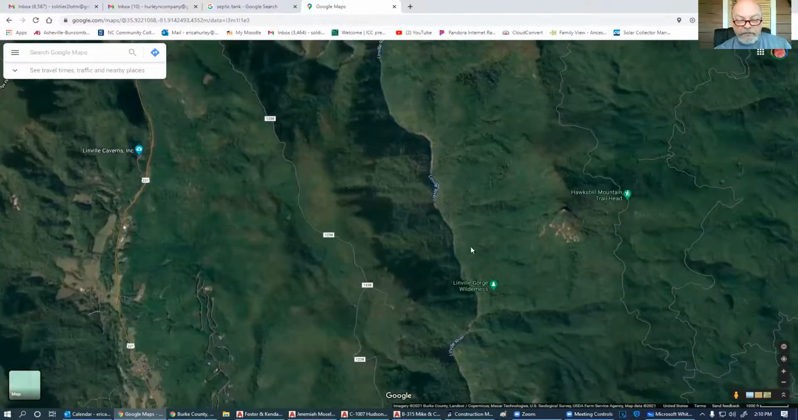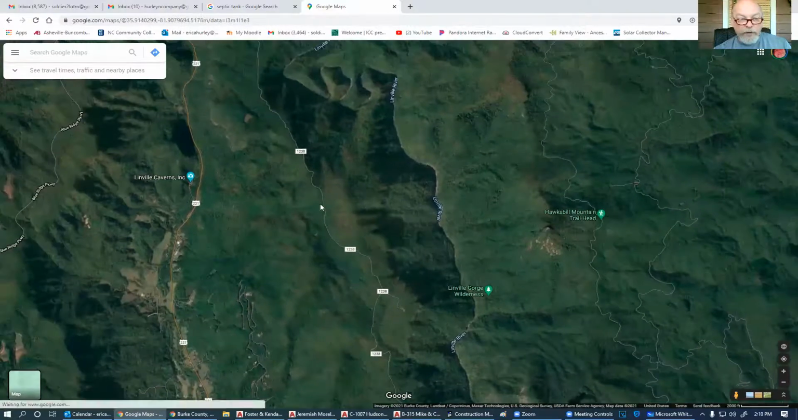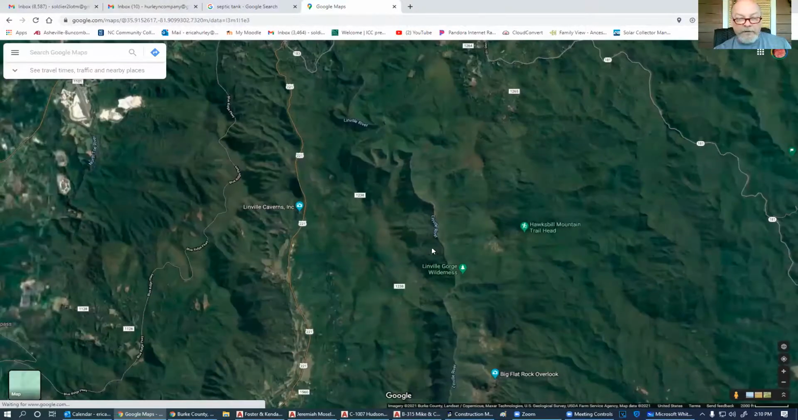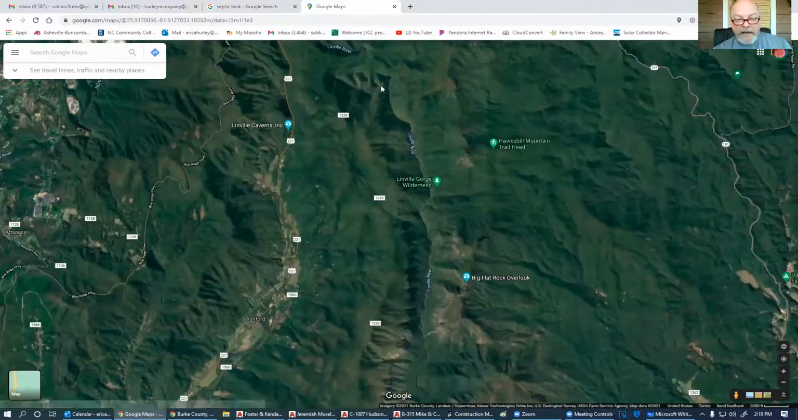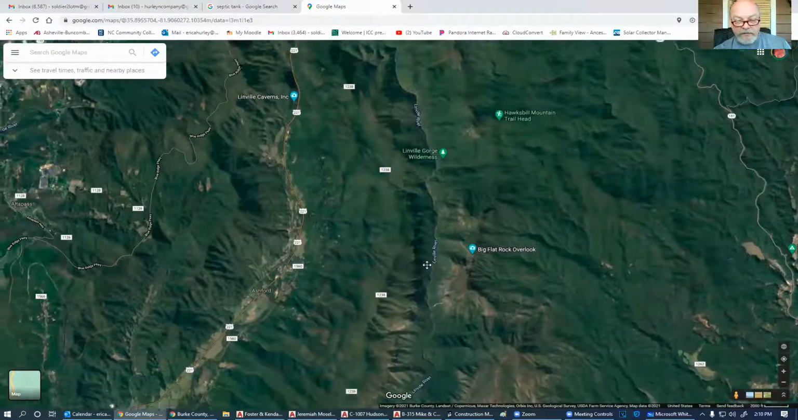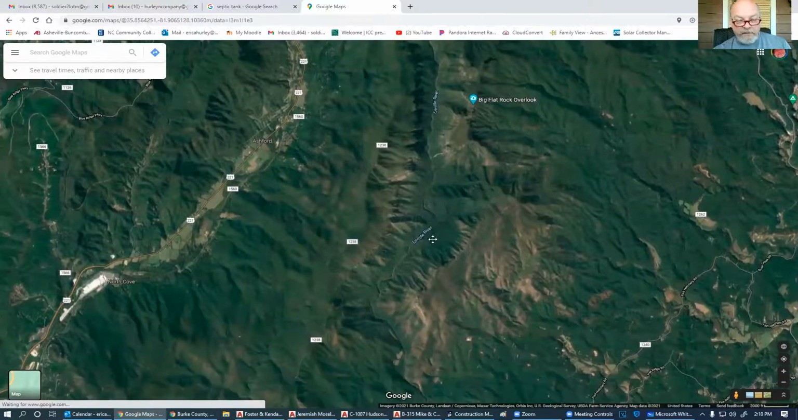Many people get lost in this gorge all the time. There's a road here, there's a road here, and there's civilization to the north and the south, and then there's just nothingness out through here, lots and lots of nothingness.